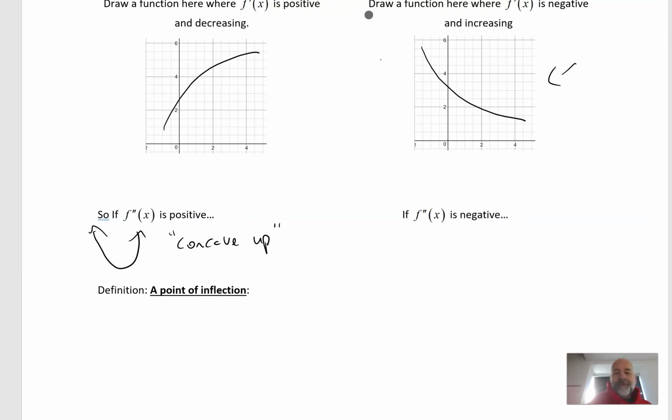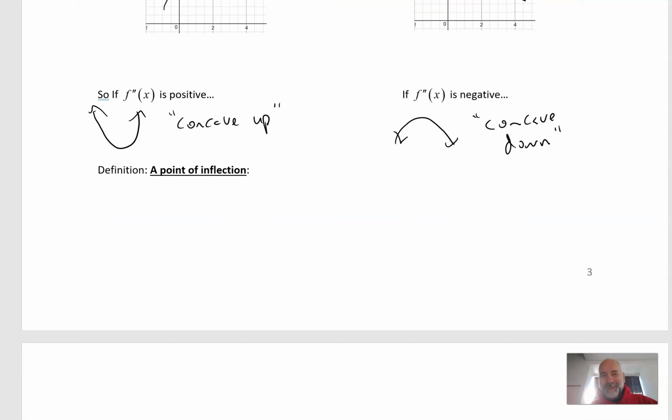And if f double prime is negative, then you're on something like this. You could be on this part or on this part, either one. And that's called concave down, of course. Yay, math made sense and labeled things correctly. Every once in a while you get a weird vocab word and wonder, why did they call it that?